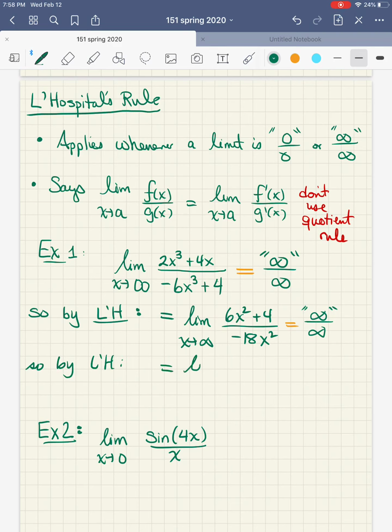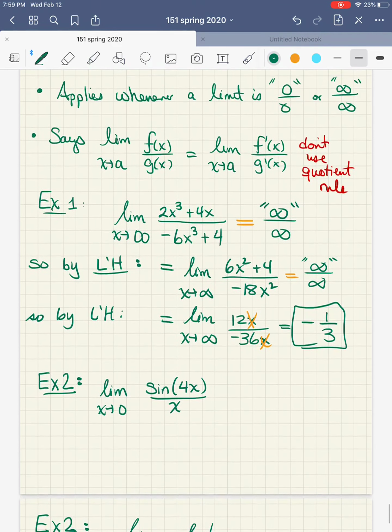I'm going to get that this is equal to the limit as x goes to infinity of 12x over negative 36x. And now I'm in a position where I can cancel. Right, now I can do a quick algebra step, cancel those terms, put this in lowest terms, and I'm going to see the answer is negative 1/3. Right? So that gives us an example of how L'Hopital's rule can help us by simplifying a problem.